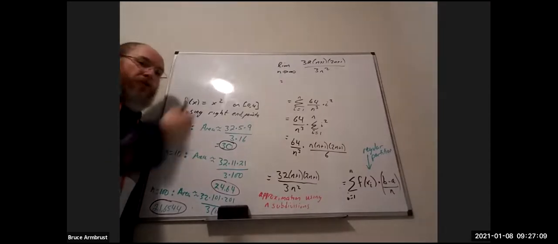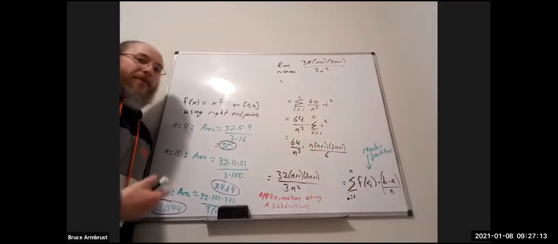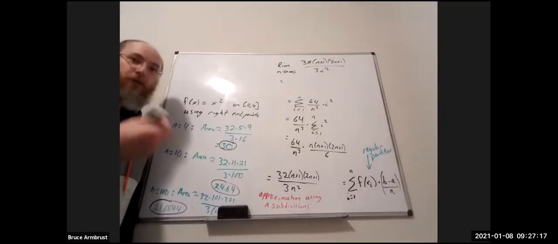Because as we get closer and closer and closer to infinity, this approximate area gets closer to the actual area.